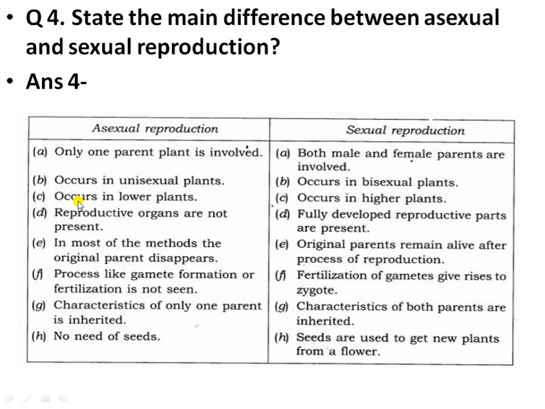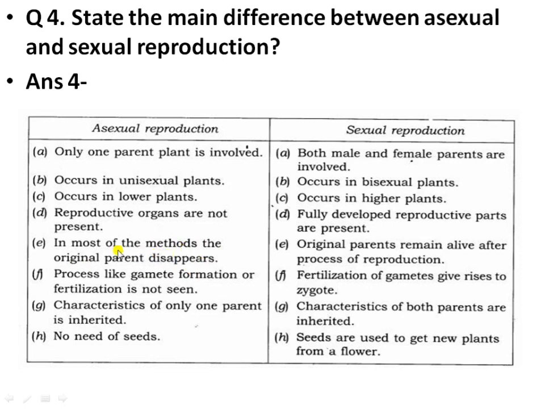Asexual reproduction occurs in the lower plants and sexual reproduction occurs in the higher plants. In asexual reproduction, reproductive organs are not present, only the vegetative organs are present. In sexual reproduction, fully developed reproductive parts are present, like stamen and carpel. In most methods of asexual reproduction, the original parent disappears.